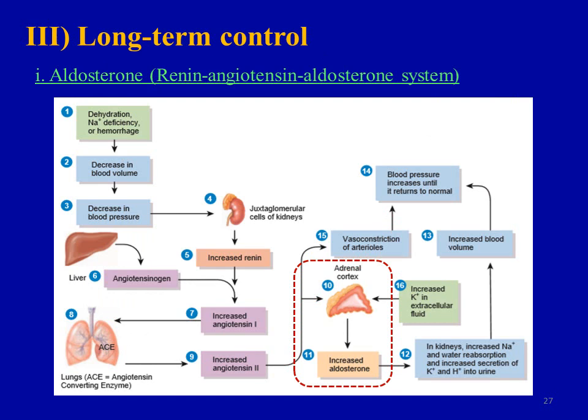The long-term control also includes the effect of hormones, and we start with aldosterone. It is the same slide that I have explained earlier, but here angiotensin II will lead to the stimulation of the adrenal cortex to release aldosterone. Aldosterone will cause the sodium and water reabsorption or retention by the kidney. If we retain sodium, water will be retained by osmosis, and this will increase the blood volume. If we increase the blood volume, we are increasing the cardiac output, and this will increase the mean arterial pressure, as I have explained earlier in this lecture.